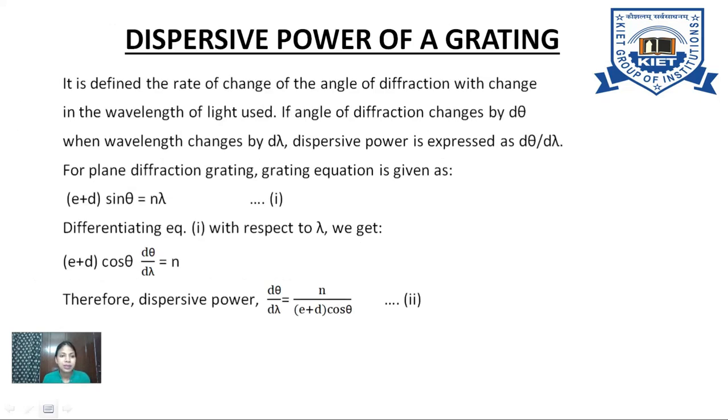Dispersive power of a grating. It is defined as the rate of change of angle of diffraction with change in the wavelength of light used. If the angle of diffraction changes by d theta, then the wavelength changes by d lambda. Dispersive power is expressed as d theta by d lambda. For a plane diffraction grating, the grating equation that we just saw is (e plus d) sin theta equals n lambda. Differentiating this with respect to lambda, we get (e plus d) cos theta d theta upon d lambda equals n. Solving this, we get dispersive power d theta by d lambda equals n upon (e plus d) cos theta. You can solve this further for different forms, and you will get many different forms of dispersive power.